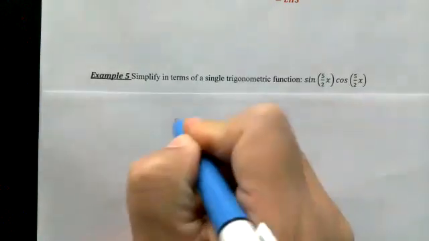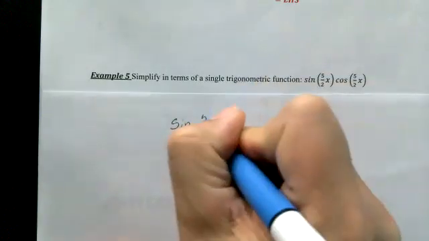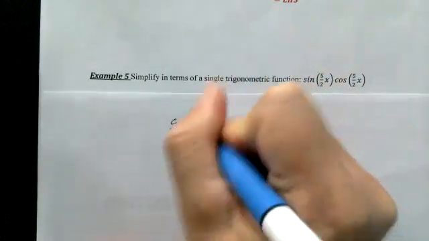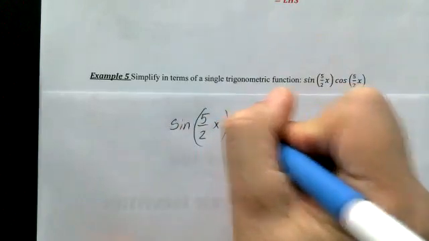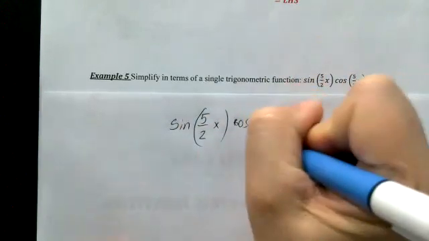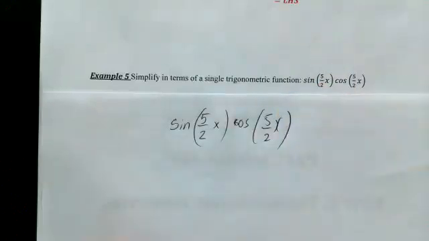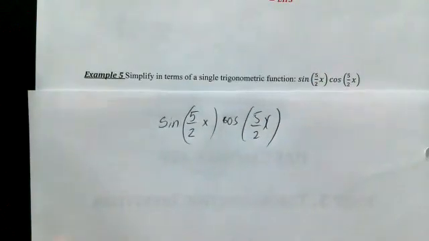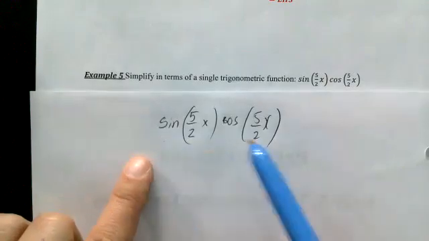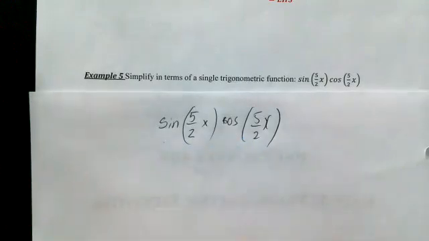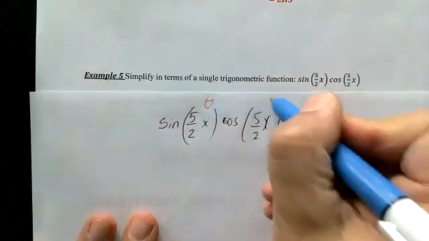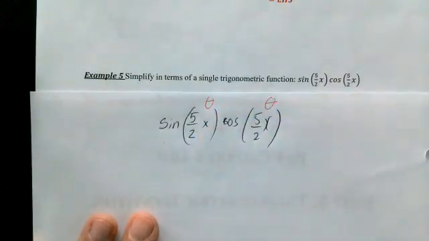Simplify in terms of a single trigonometric function. Sine of 5 over 2x, cos of 5 over 2x. So we have sine of 5 over 2x times cos of 5 over 2x. Now the pattern of sine times cos of the same angle, let's say our angle is theta there.